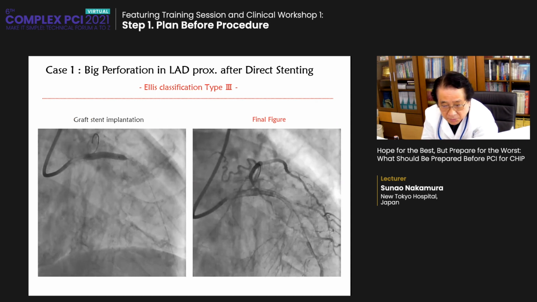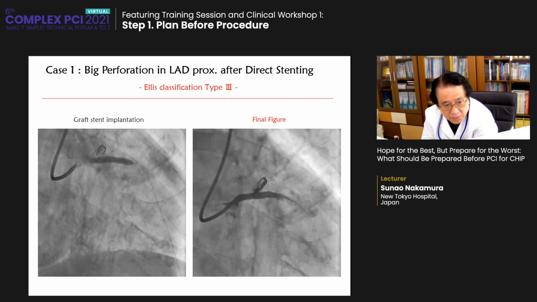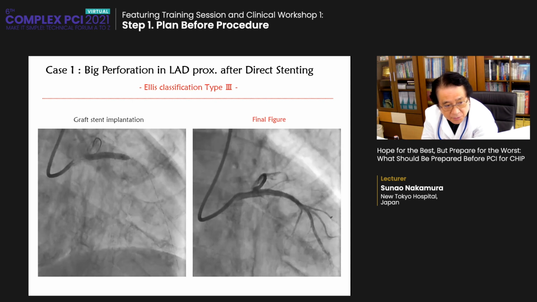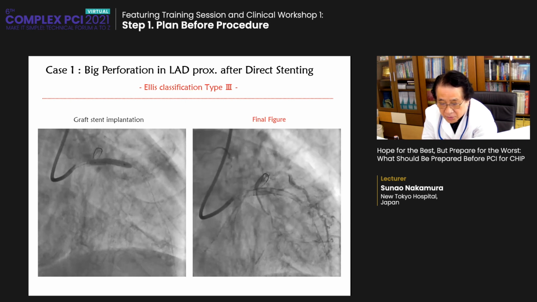Because of the quick response after the big complication, finally the patient could go back to his ward directly, not ICU. This is the final figure: no pericardial effusion, no ECG change, no MI.